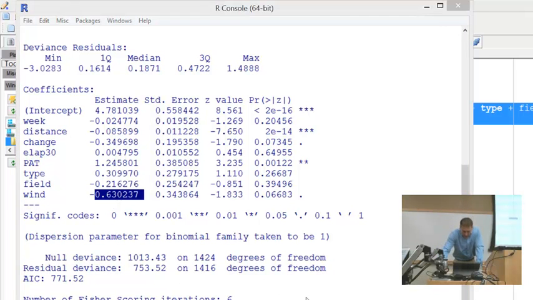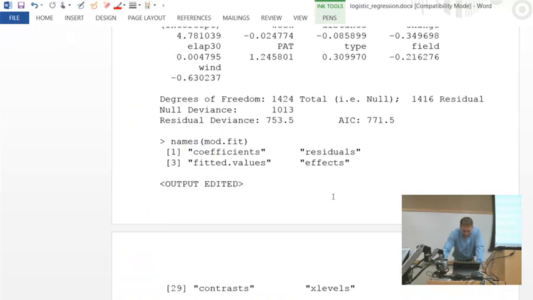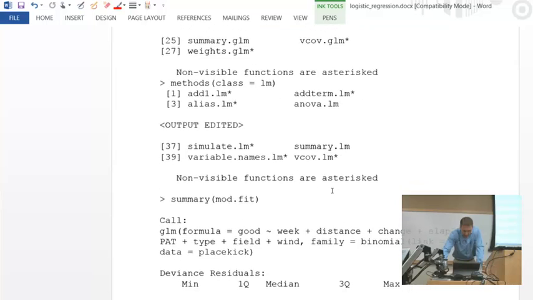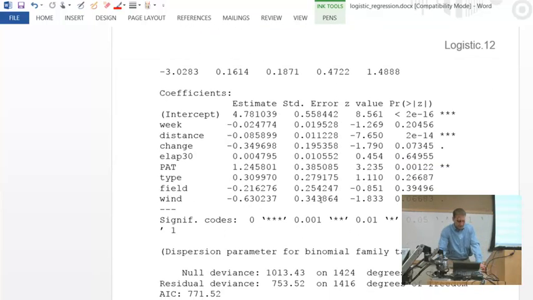Let me come over here to Word so I can write on my screen here. So here are my beta hats. We'll call them beta hat sub i, because we have i equals 0 to 8. And then we have a standard error column. This is the estimated variance of a beta hat, square rooted.